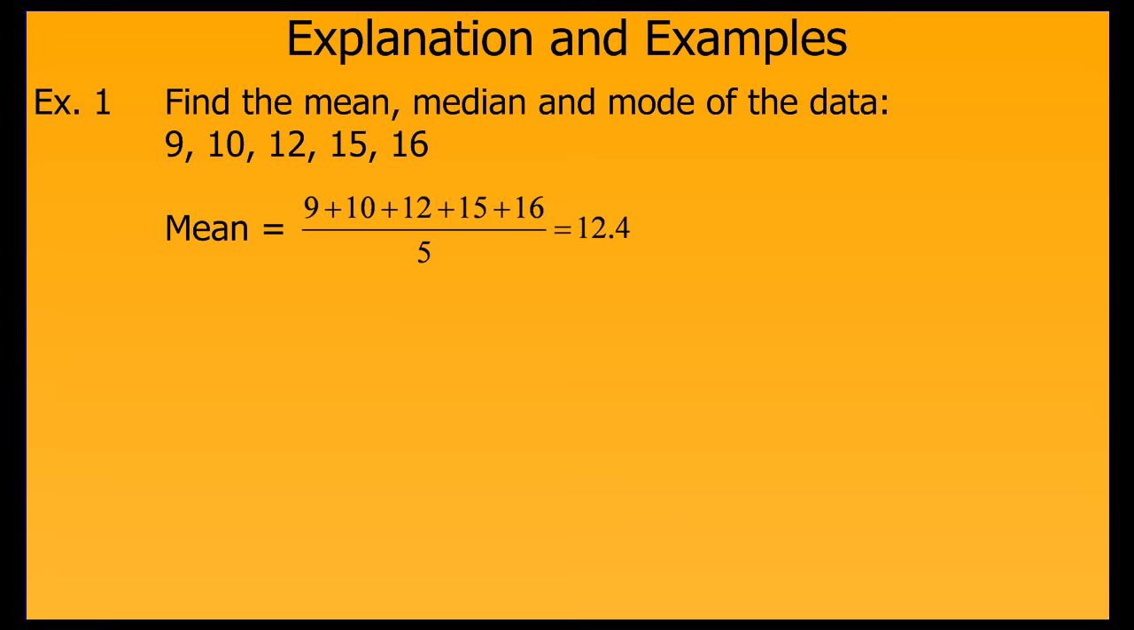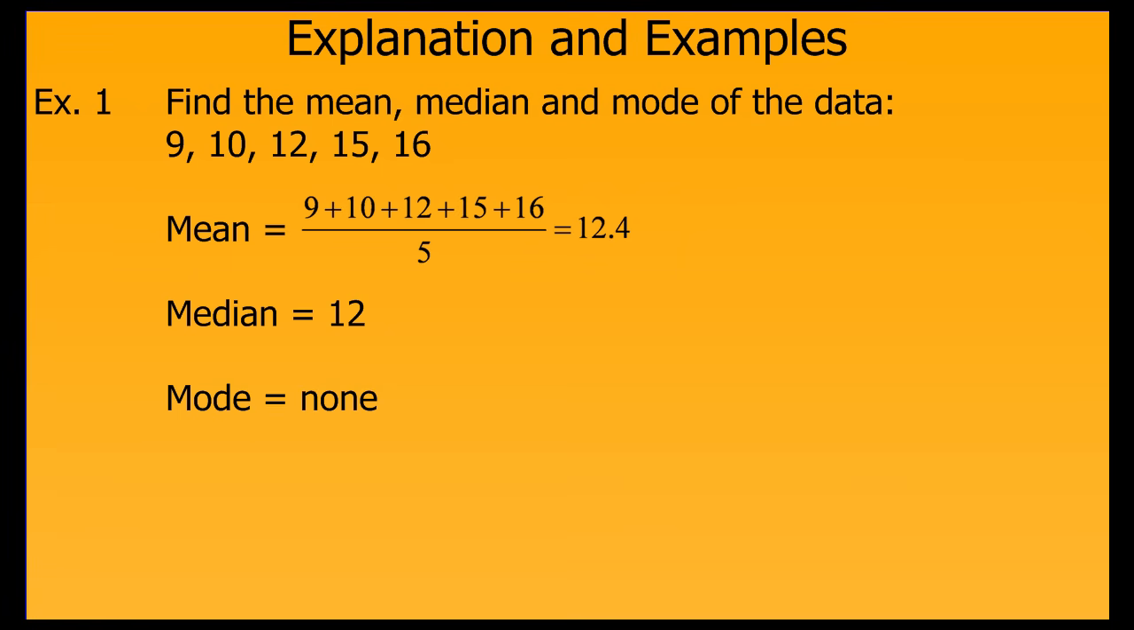To find the mean, we simply add up all the values and divide by the number of values. In this case, there are 5 of them, so we divide by 5 and get a mean of 12.4. People often refer to this word as average, but average can really refer to mean, median, or mode. The median is the number in the middle. Since our values are already in numerical order, we can just pick out the middle value right away, which is 12. In this data set, there is no mode, since each value only occurs once.